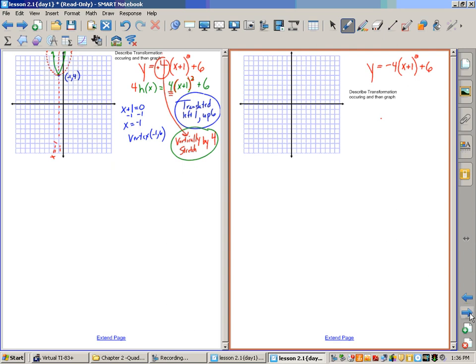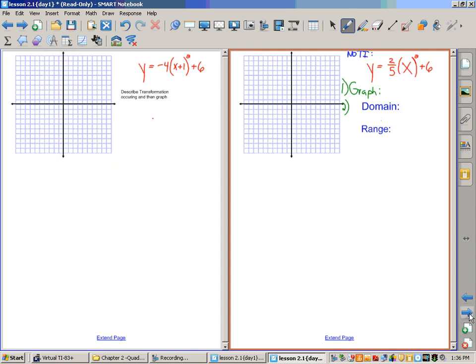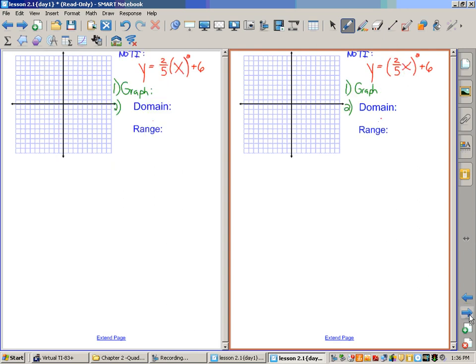We're not done, guys. Now here's the most important part right here, the last two things. I want person number 1 to graph this one right here. Person number 2, I want you to graph 2/5 times the quantity x squared, plus 6.